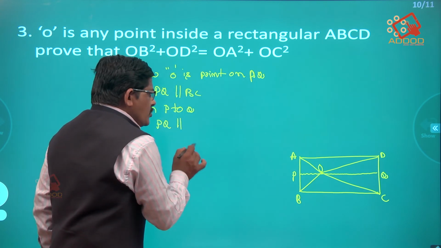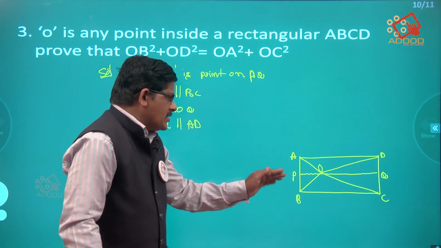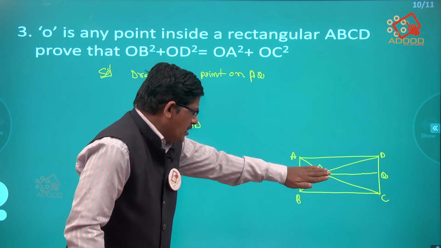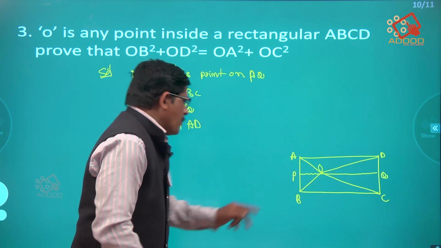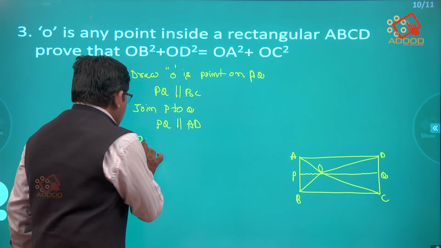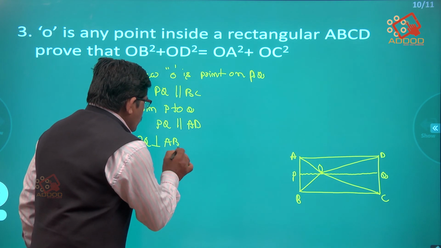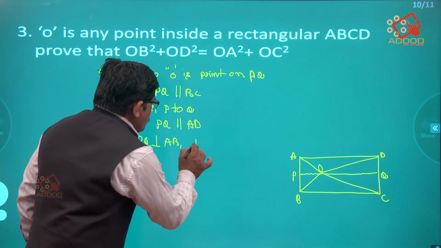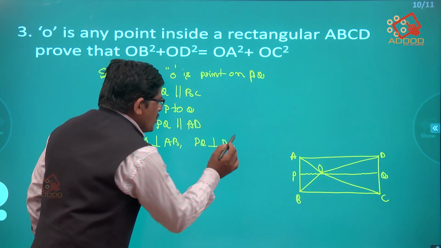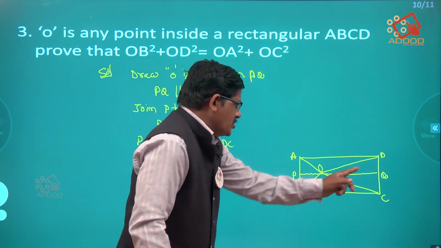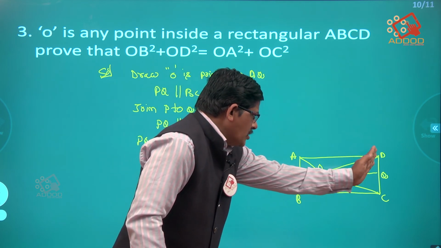PQ is parallel to AD also. Now, write here: PQ is parallel to BC, PQ is parallel to AD. Next, PQ is perpendicular to AB, and PQ is perpendicular to DC, or CD. Now, in this observation, PQ is a line perpendicular to AB, and PQ is perpendicular to DC.